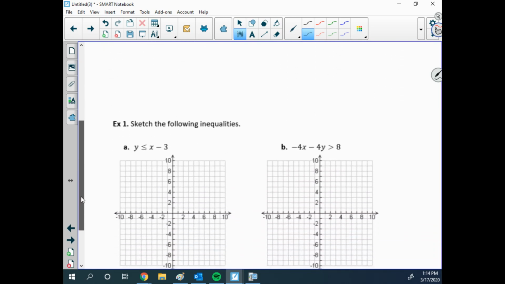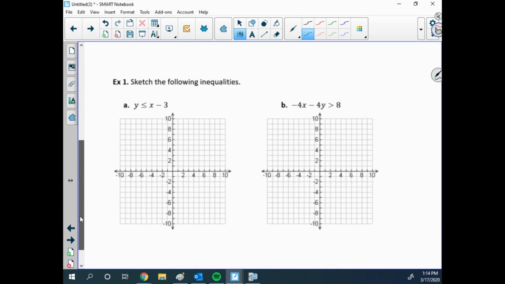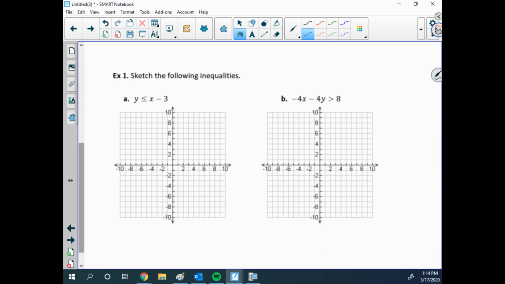And then if you guys have questions, you can always post them. So here's the first example. It says, sketch the following inequalities. As soon as I look at this, I can say, well, I have two variables. I know I'm going to have to shade in some sort of two-dimensional area when I solve this.